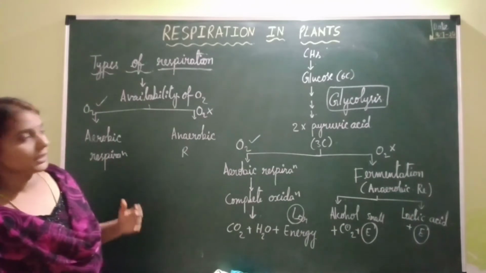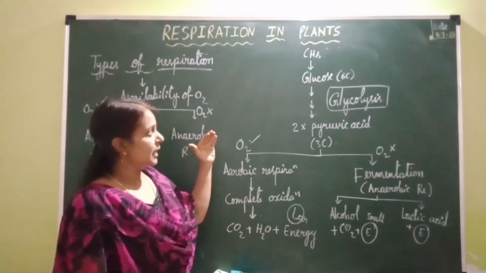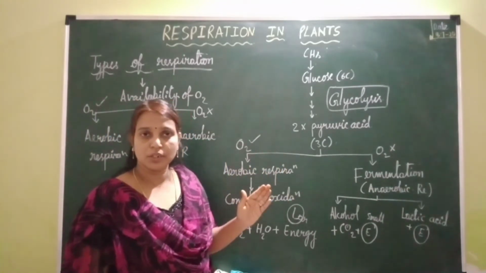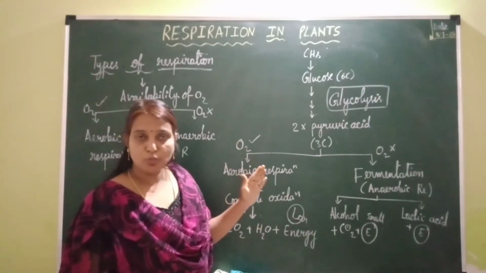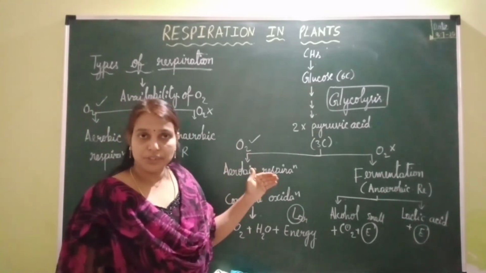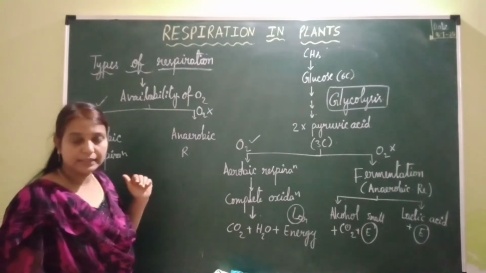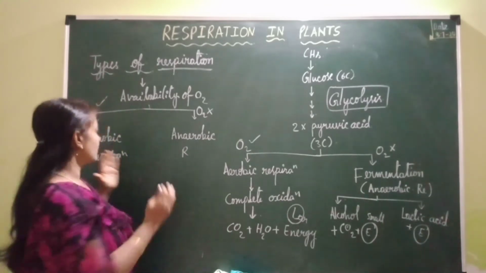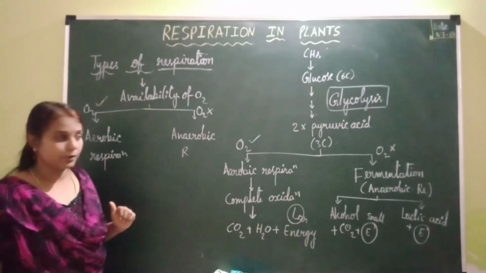So carbohydrate is the most favored respiratory substrate. The stored carbohydrates present inside the cell undergo breakdown or oxidation into glucose. That glucose undergoes partial oxidation into two molecules of pyruvic acid, a 3-carbon compound, through a series of reactions, and that pathway is called glycolysis. This glycolysis is common for both aerobic and anaerobic respiration. It occurs in both prokaryotes and eukaryotes.